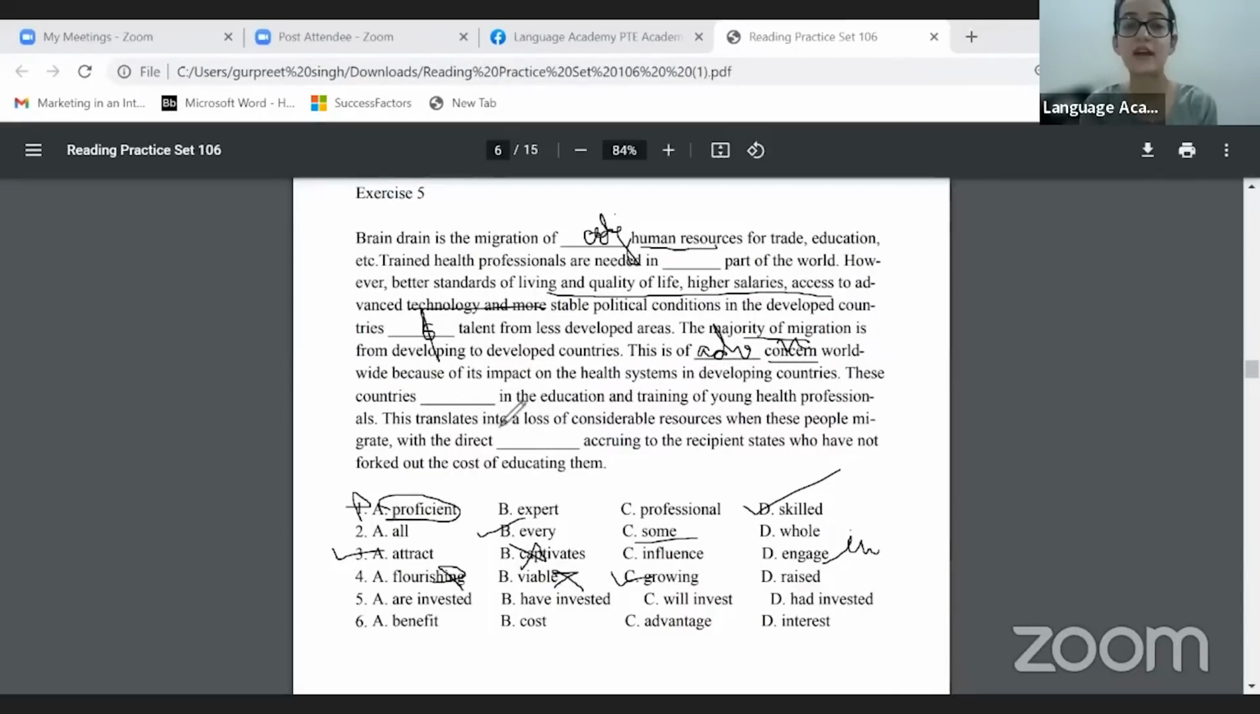These countries dash in the education and training of young health professionals. So again, countries is plural, so we need a verb without S. These countries are invested.